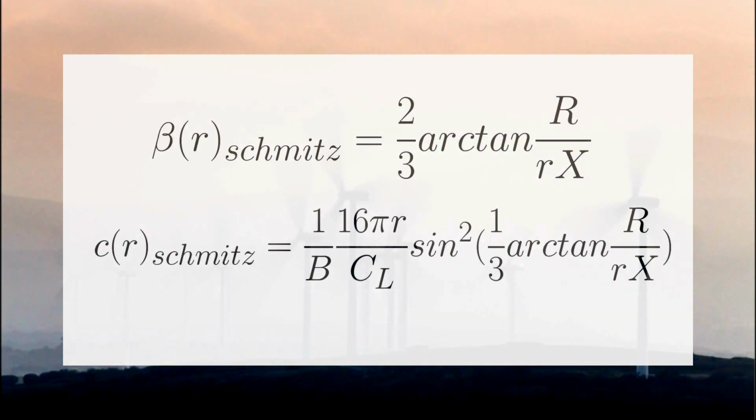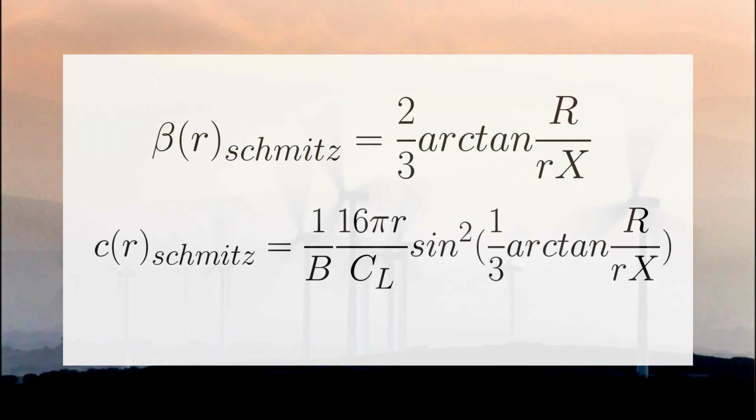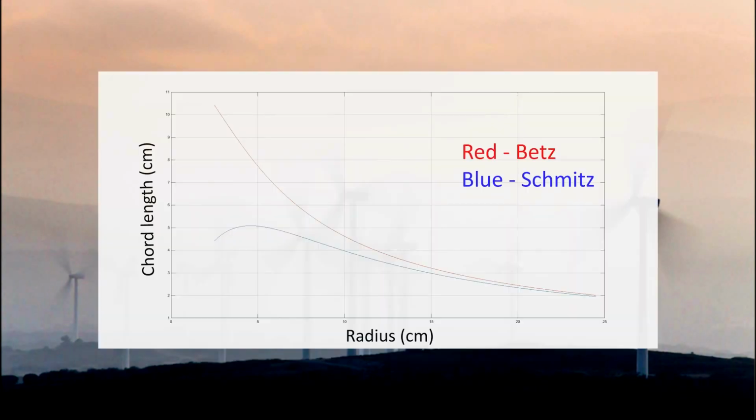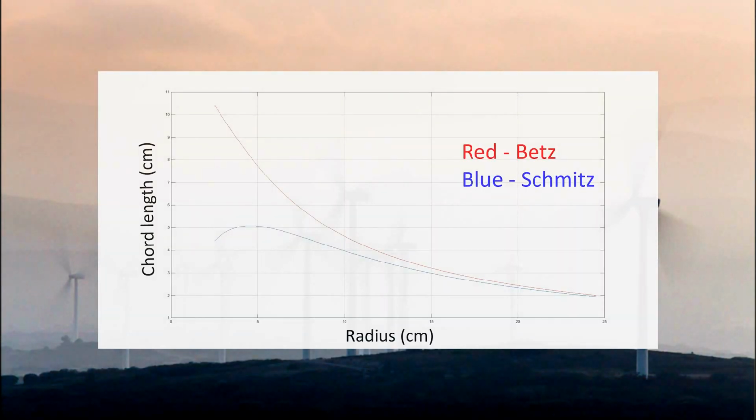In order to achieve maximum rotor torque, a twist must be applied along the span and circulation should be approximately constant. We decided to select the Schmitz model over the Betz model as it is more detailed and sophisticated. Schmitz takes into account the conservation of angular momentum and downstream losses due to the wake. These two methods differ greatly in the optimized chord length near the hub.